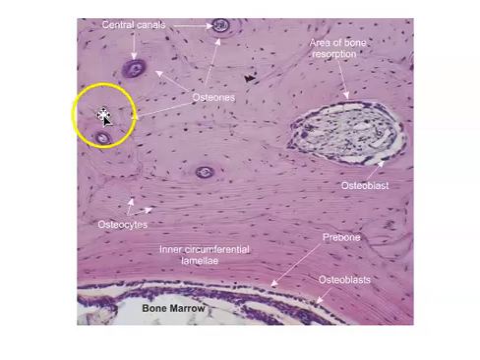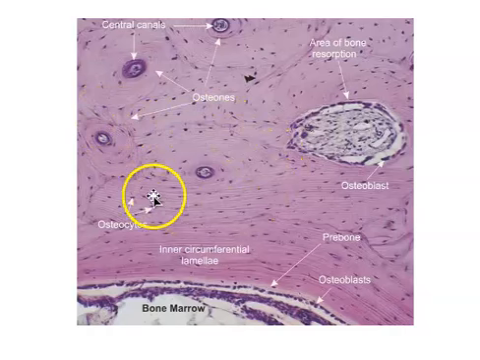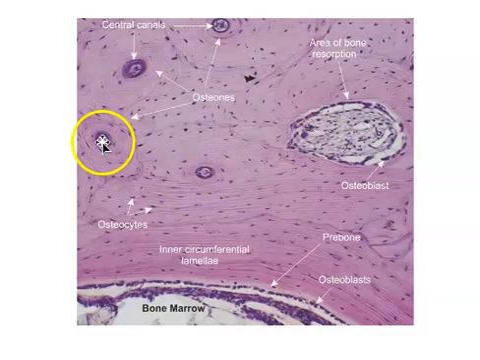Here's another osteon right here. Here's another one right here. Here's another one right here. You can see the central canals. You can see some of those interstitial lamellae in between these osteons.